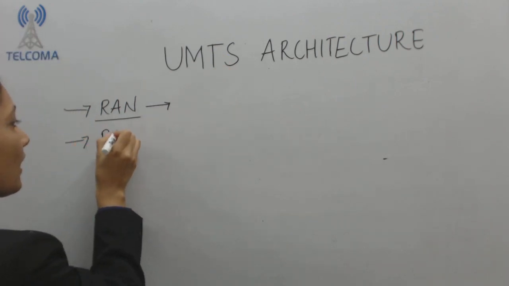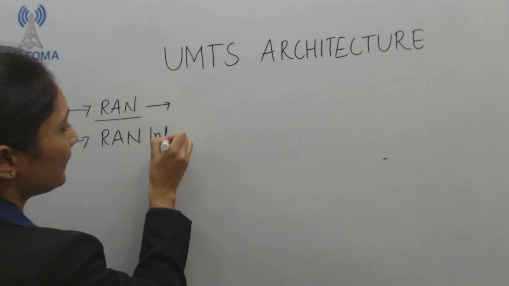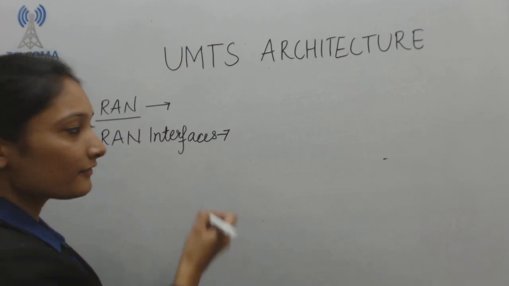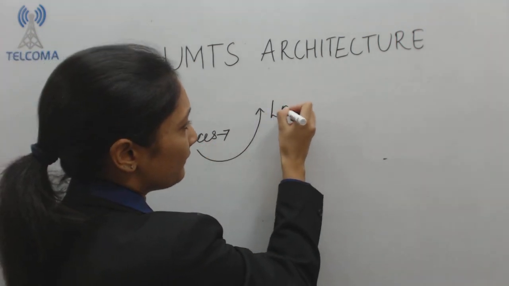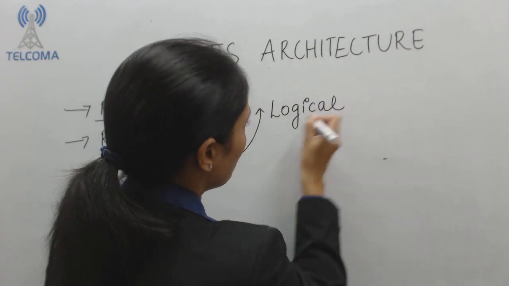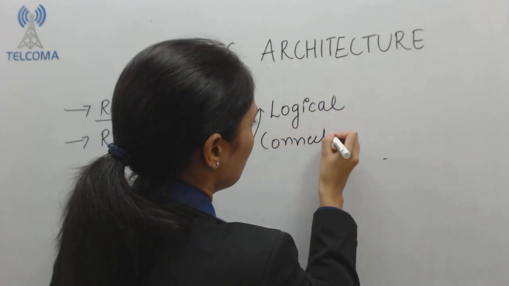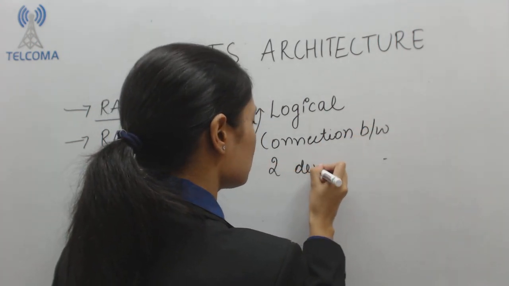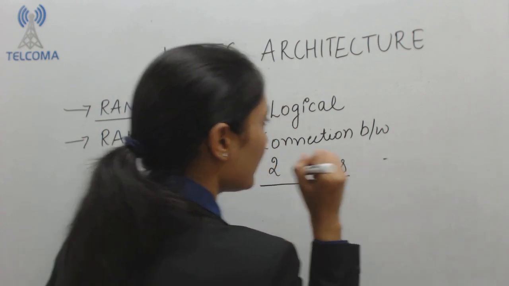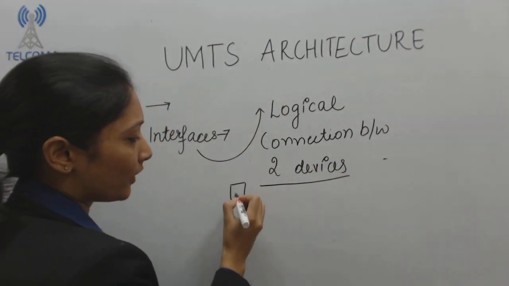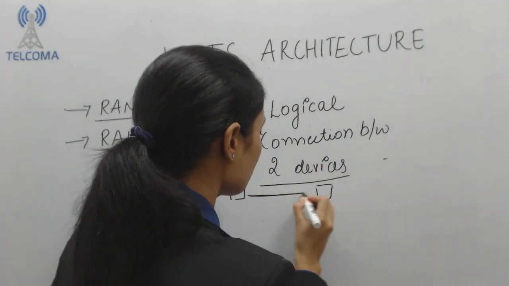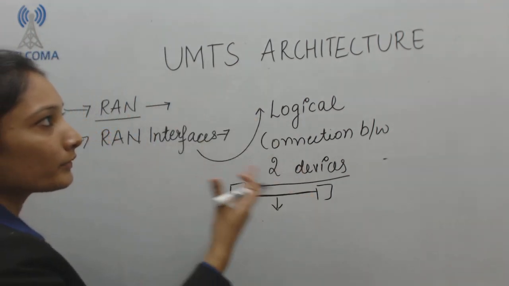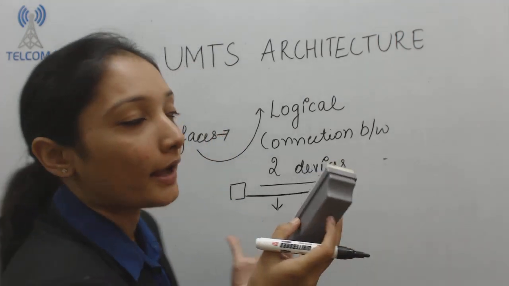Next thing is RAN interfaces. Now interface basically refers to the logical connection between two devices. If there is one component and there is another component, then when they are connected, there follows an interface between them. So now we will discuss the various interfaces in our radio access network.